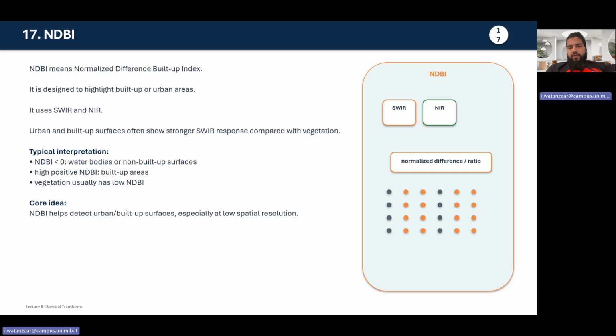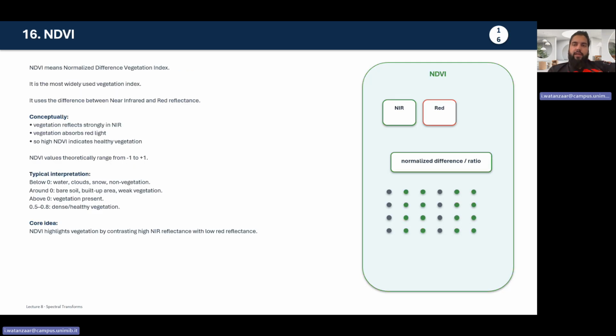Now we have one of the famous ones, NDVI. NDVI is again a vegetation index, and its meaning is normalized difference vegetation index. It is the most widely used vegetation index instead of RVI. It uses the difference between the near infrared and the red reflectance. In the previous one, we saw near infrared was divided by the red band.